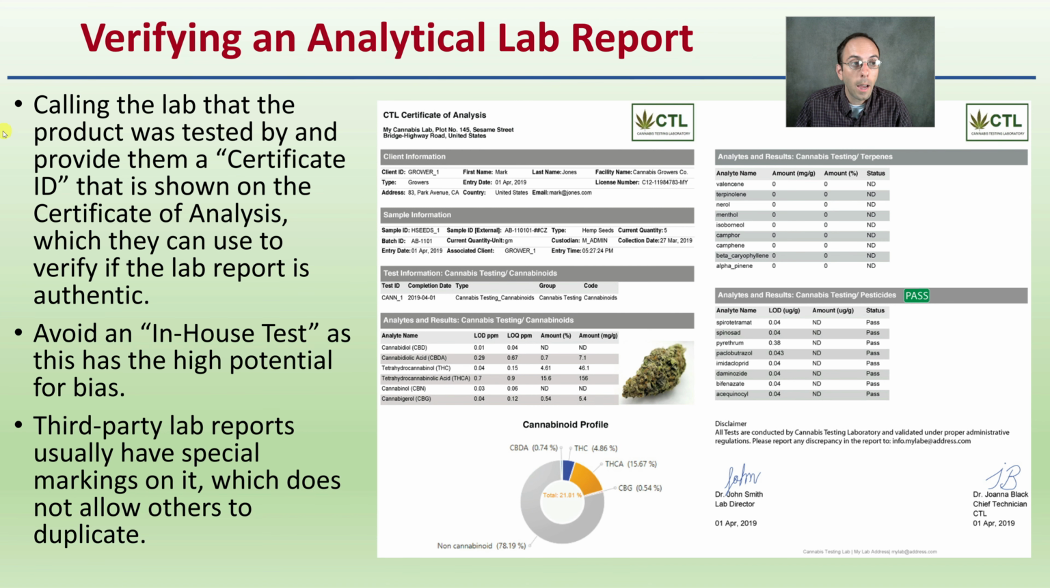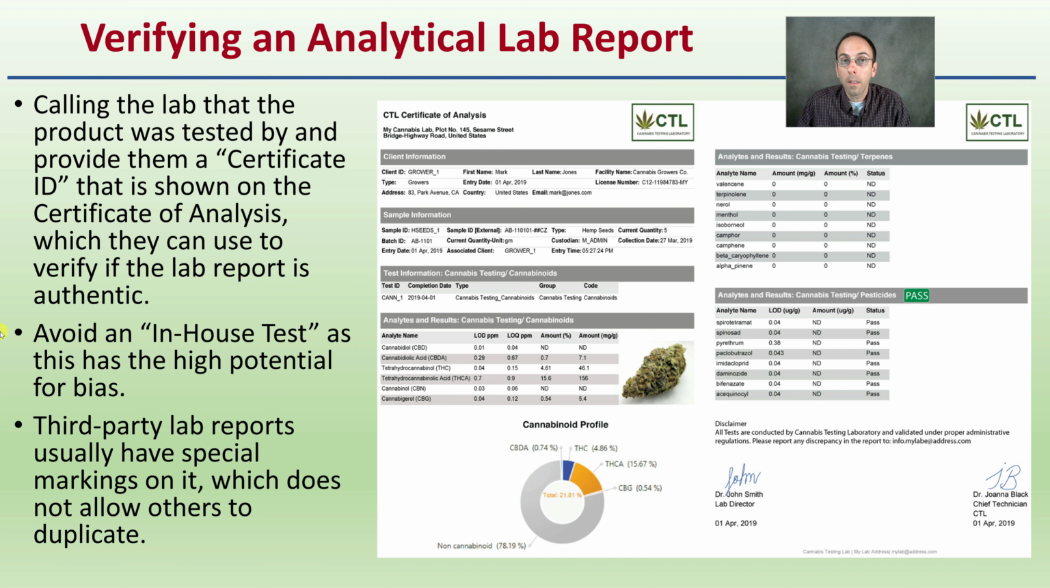Call the lab that the product was tested by and provide them with a certificate ID. We can see a client ID, we see names, we see license numbers, we see that sample ID. All of these little numbers and letters are important. Providing that sample ID, like right here, as shown on the certificate of analysis, is what they use to verify the lab report is authentic. You can give them the sample ID and they should be able to tell you the grower or the client ID or the date that it was tested.